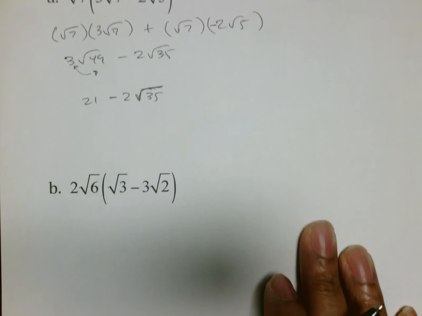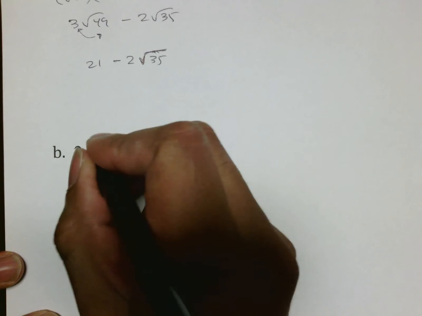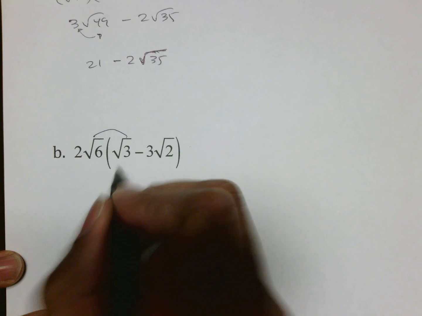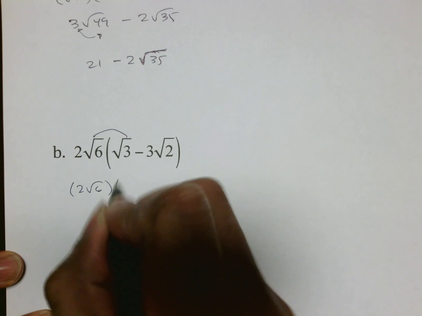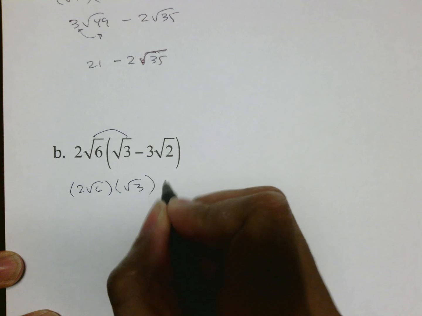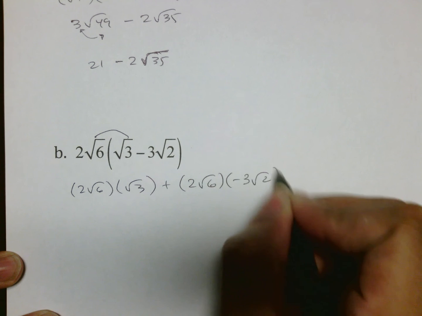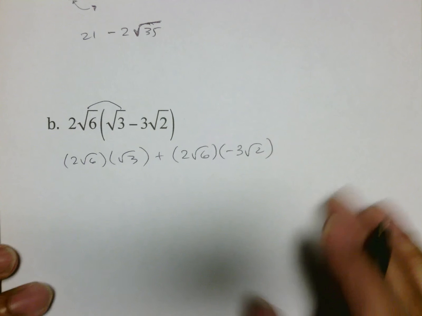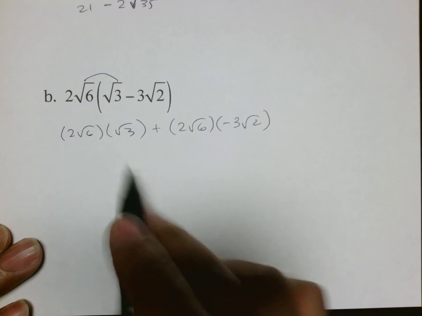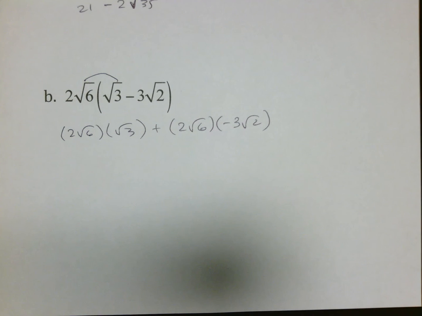Alright, and then the last question we're going to talk about today is this. This becomes 2 root 6 times root 3 plus 2 root 6 times negative 3 root 2. I want you to understand that if you go back to our distributive property lesson, I'm setting everything up the same. The only difference is I have to make sure that I know how to simplify these things because that's where it comes in.